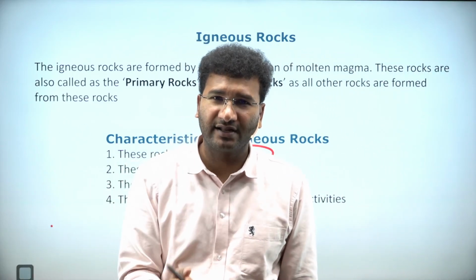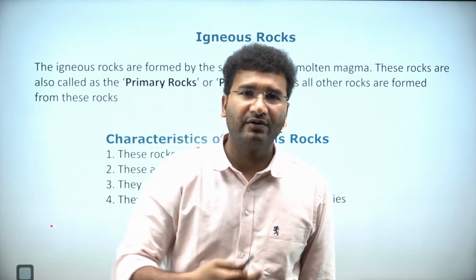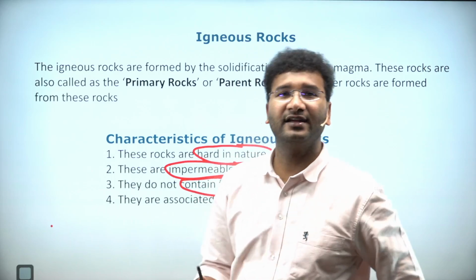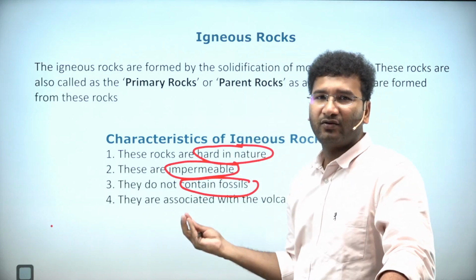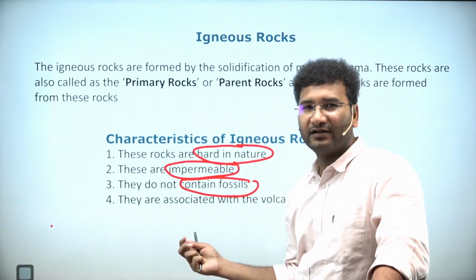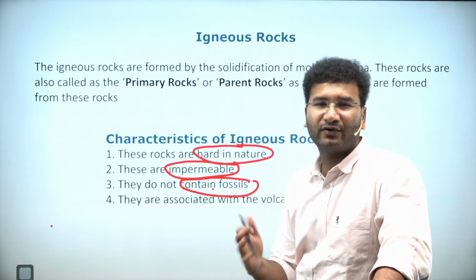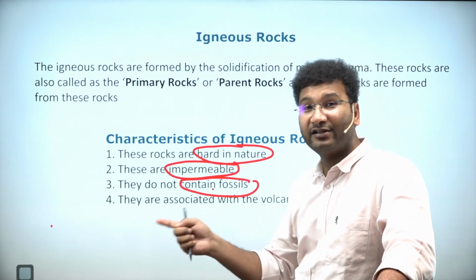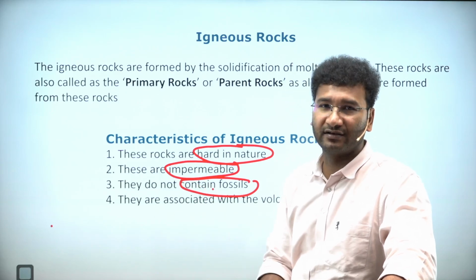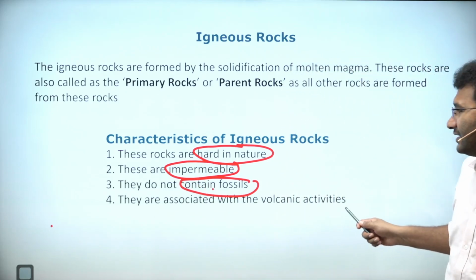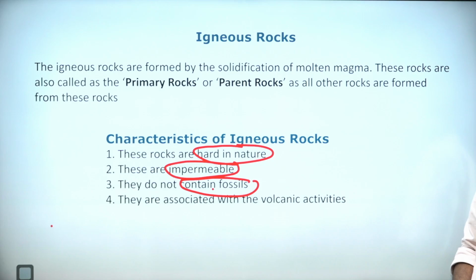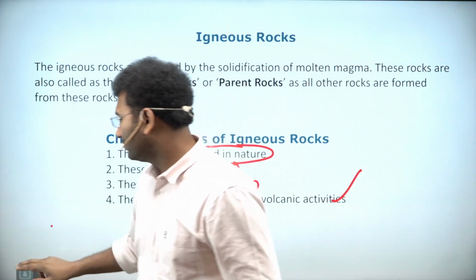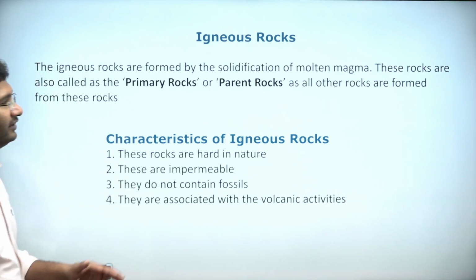Just say if an animal dies and is covered with rock, that is called a fossilised rock. But in igneous rocks, as they come directly from the volcano or from the interior of the earth, these rocks do not contain fossils. There won't be any animals in those rocks. But in sedimentary rocks you can find them, in metamorphic rocks you can find them, right? And the last characteristic is that they are associated with volcanic activities, right? Now these are the four fundamental characteristics you need to know with respect to igneous rocks.